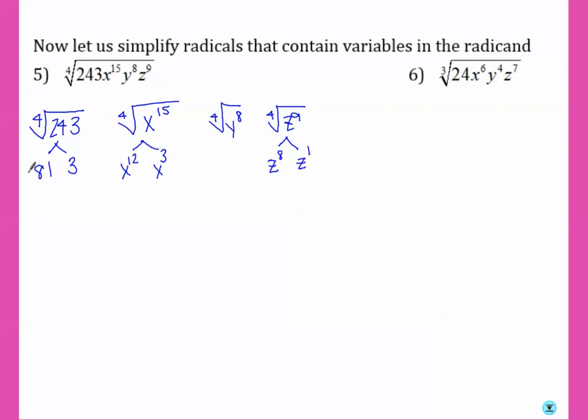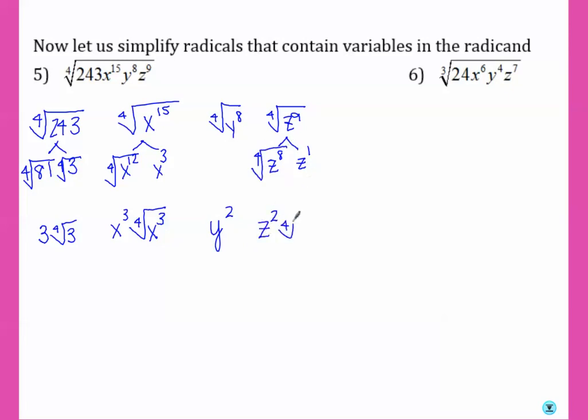So if we simplify here, the fourth root of 81 would be 3. The fourth root of 3 is a decimal, so we leave it as it is. The fourth root of x to the 12th would be x to the 3rd. 4 doesn't go into 3, so we leave it as the fourth root of x to the 3rd. Here, 8 divided by 4 is 2, so we just get y squared, and we have nothing left in our radical. And here, the fourth root of z to the 8th would be z squared, with our 1 left over under the radical.